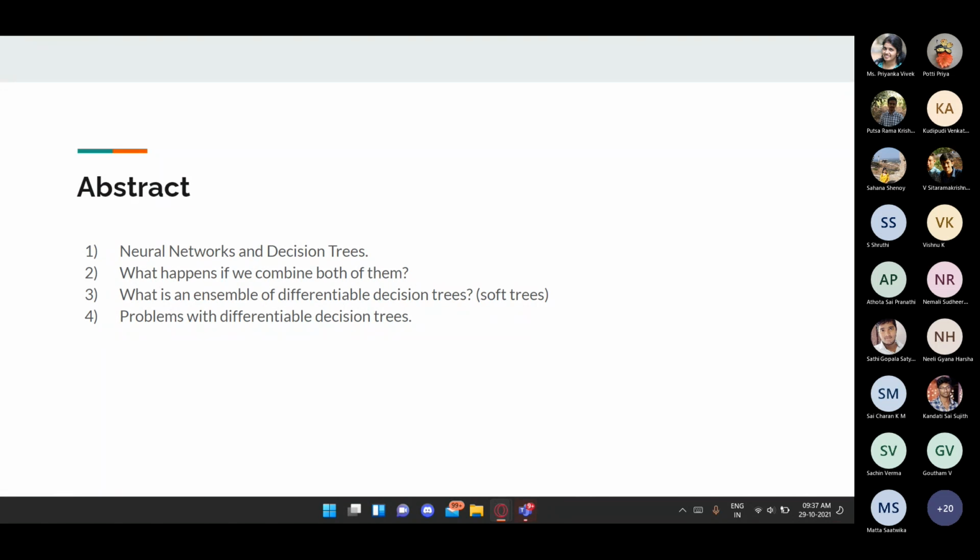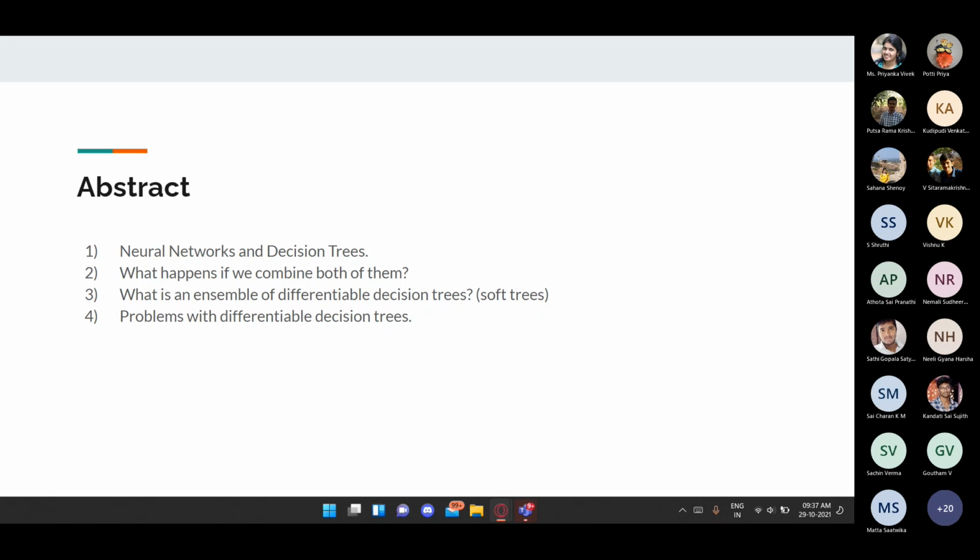So the abstract covers the first 4 points that I've listed out. So neural networks and decision trees. I am pretty sure most of us from sixth semester have worked with neural networks in our projects. And in the due course of the seventh semester, we've been working on decision trees in our labs and maybe in our projects for this year, final year. But has anyone ever thought, what if we combine both of them?